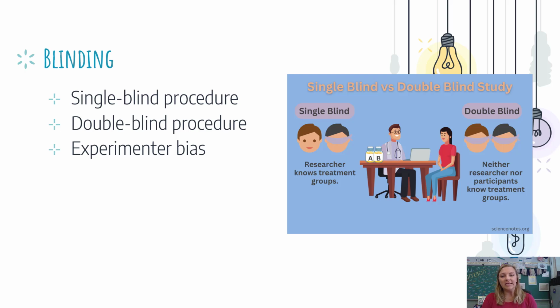An experimenter bias is the unintentional influence that a researcher might have on the study because they know who is in each group. The researcher might unintentionally treat one group differently because they know that that person is getting the herbal tea. And so we use the single and double blind procedures to avoid bias or other variables that might come into play here.